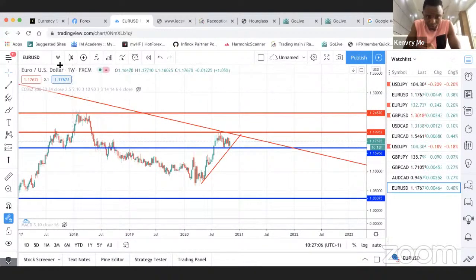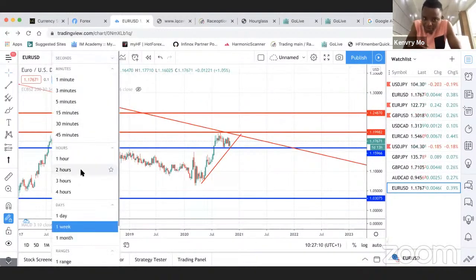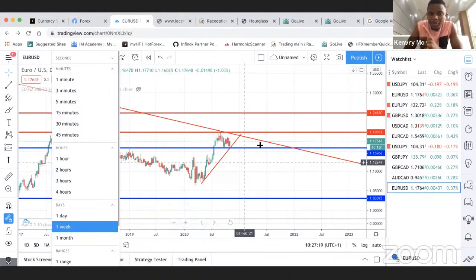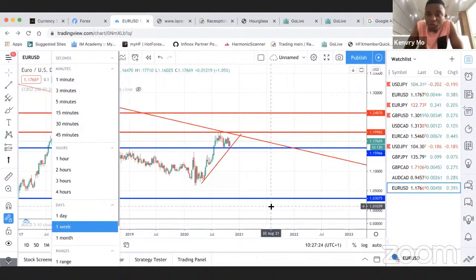So now that I know weekly is aligned with the monthly, I'm looking for a sell limit. All right? I know that market is going up somewhere. Now I know where market is going to. If market gets here, it might sell. Or if it gets here, it might sell. So that's my preparation for a sell.